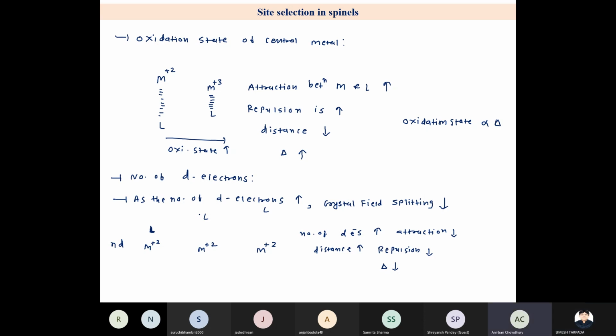Yes, sir. Okay, now we go for nature of ligand, that is another very important factor, that is number 3, nature of ligand. So here you can have an electrochemical series. If strong field ligand is there, more will be the splitting; weak field ligand is there, so less will be the splitting.